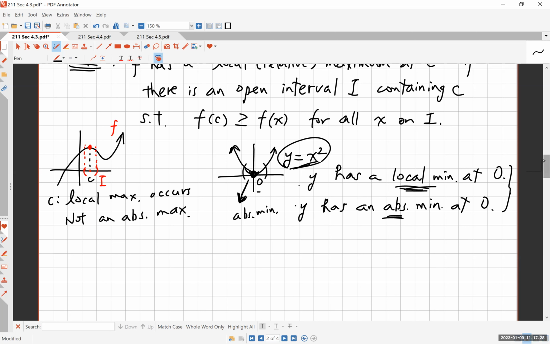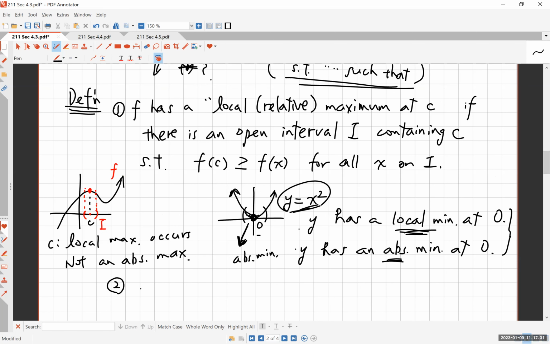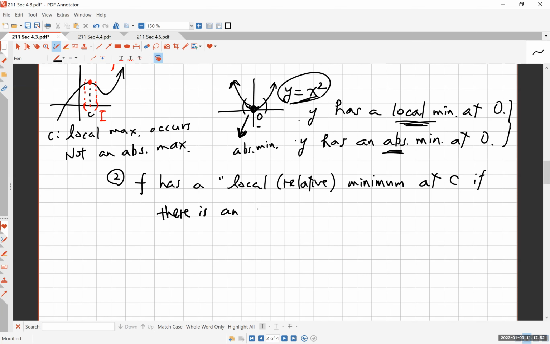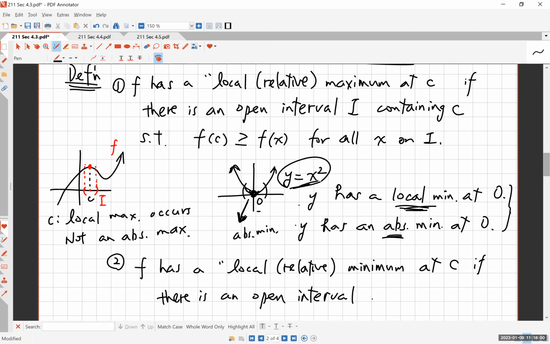Sorry, I didn't actually define the local minimum, right? You can imagine what a local minimum is. f has a local or relative minimum at C if there is an open interval, and it has to be an open interval for reasons which I'm not going to go into here. That would be more advanced calculus.